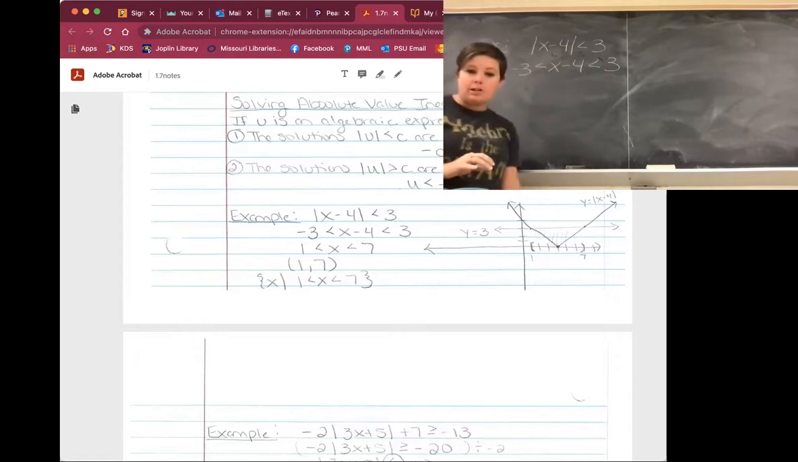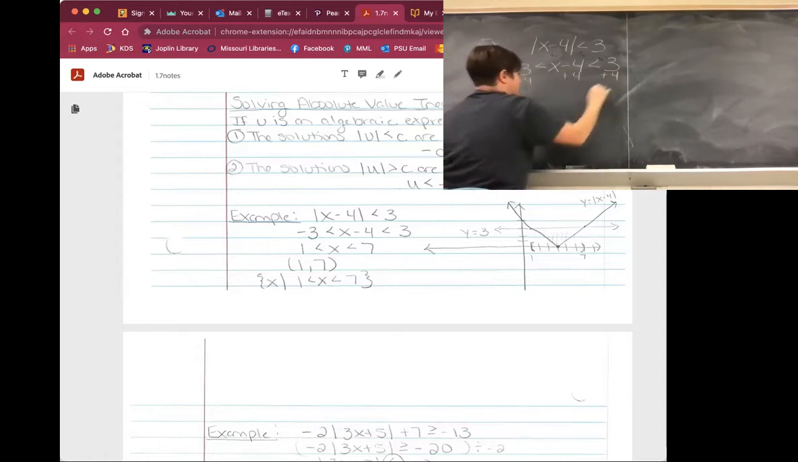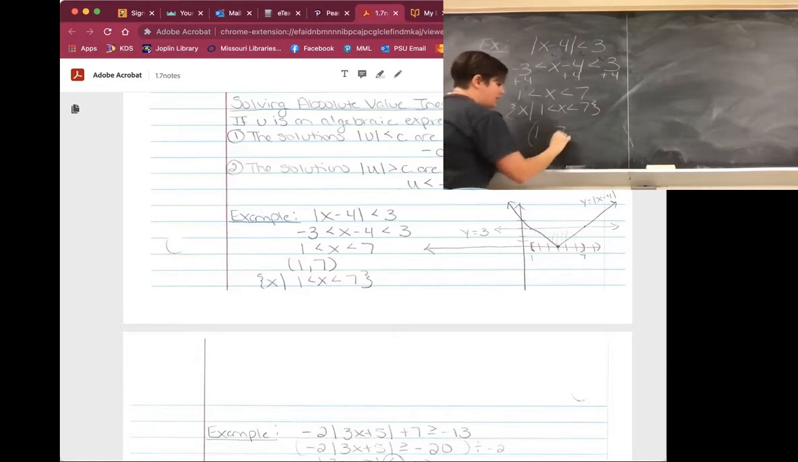Now we have our compound inequality that we just solved where we can do the three-sided method. So this is x minus 4, so I'm going to add 4 to all three sides. So I have 1 is less than x is less than 7. So my set builder is x such that 1 is less than x is less than 7. And from there, I can do my interval notation. 1 would be my smallest, but it's not included. And I go all the way up to 7, but also don't include that.